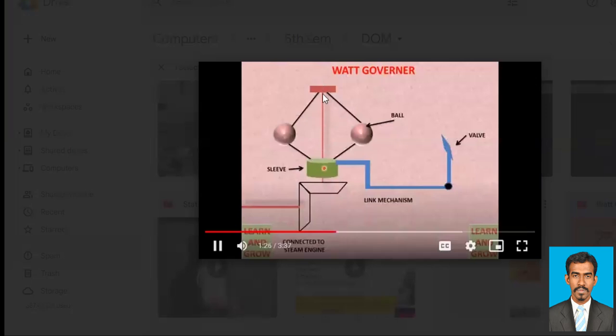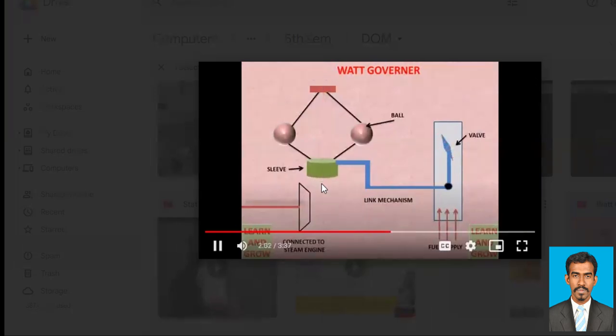Okay, so when this shaft rotates, the ball and the arm, these two will also rotate like this. And therefore this weight will move either up or down. So when this weight moves up or down, this link mechanism, which is pivoted here, if it goes up, this will turn the valve either this way or this way, which will allow the fuel supply or block the fuel supply. So this is how the shaft rotates.